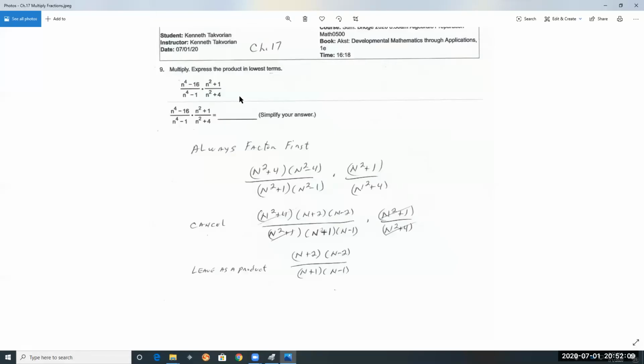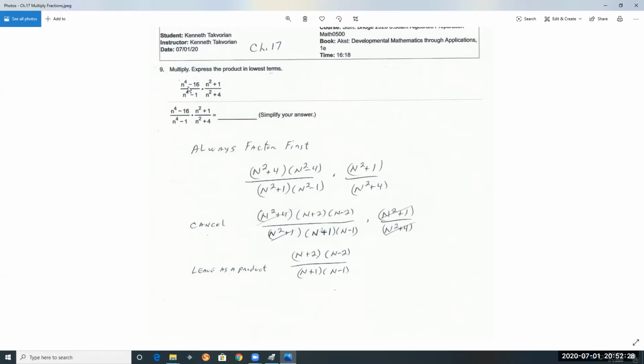In this problem, we're asked to multiply two algebraic fractions. As always, you need to factor first. You can't cancel terms. With a minus sign or a plus sign, we have terms. We only can cancel like factors.